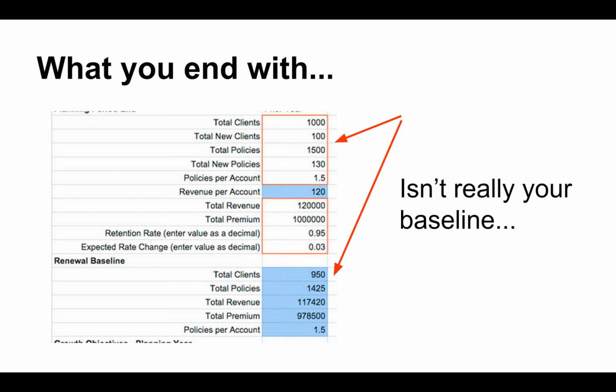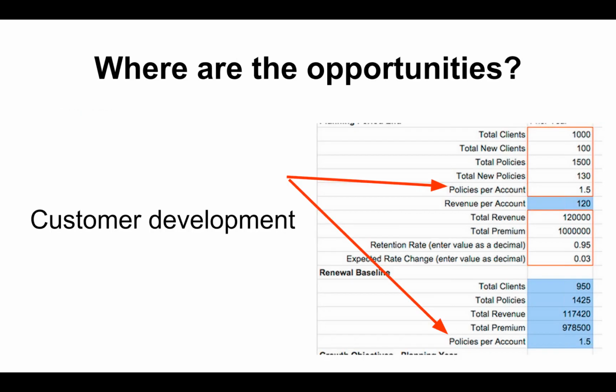But you can see up in the red area, the numbers that are in there, you started with 1,000 total clients. Really what you keep is 950. So that's why you have to produce more than you had last year in order to grow that 5%, that 15% growth to get 5. So where are the opportunities for this mock agency?